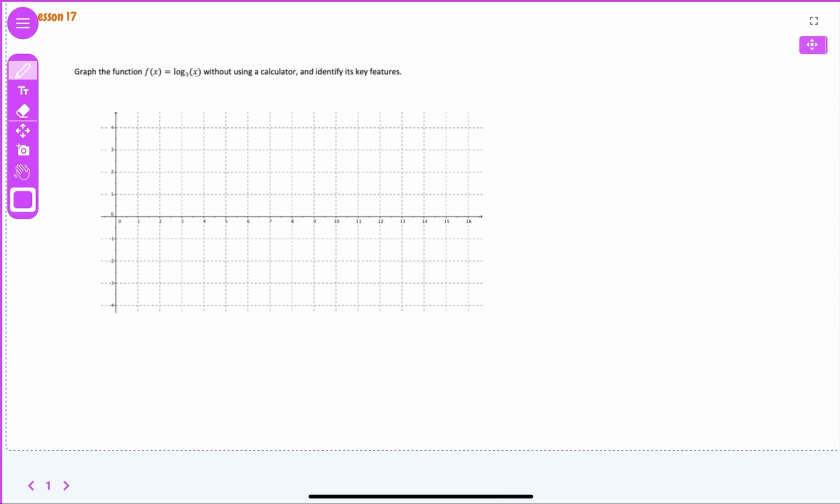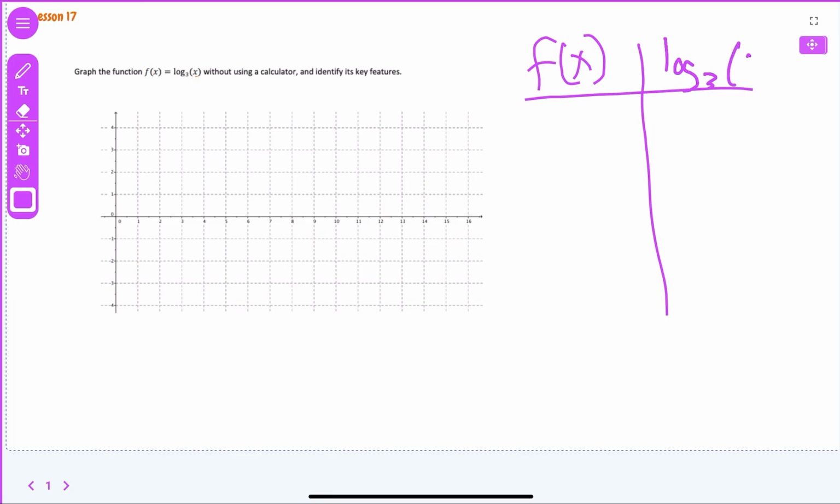Graph the function f of x equals log base 3 of x without using a calculator. Okay, let's do that. F of x equals log base 3 of x. So read it correctly.